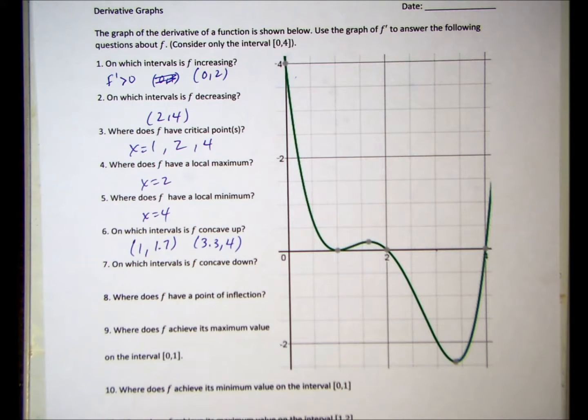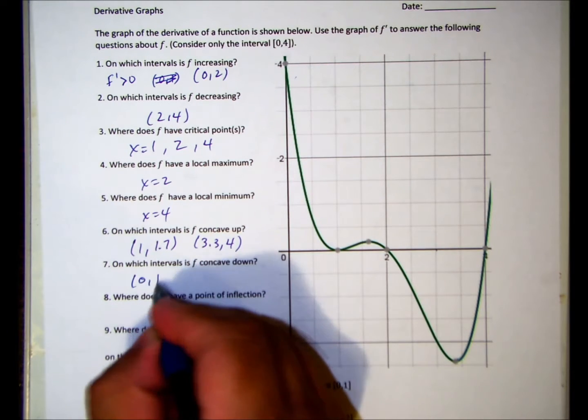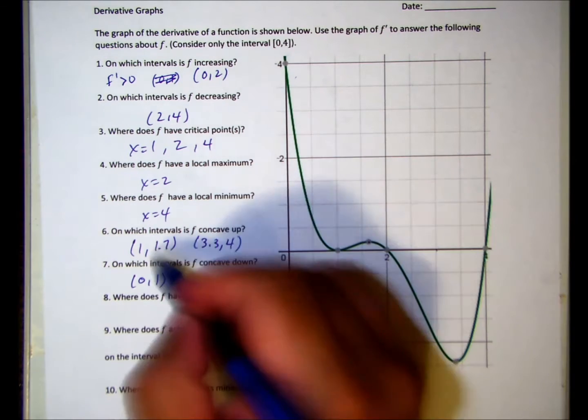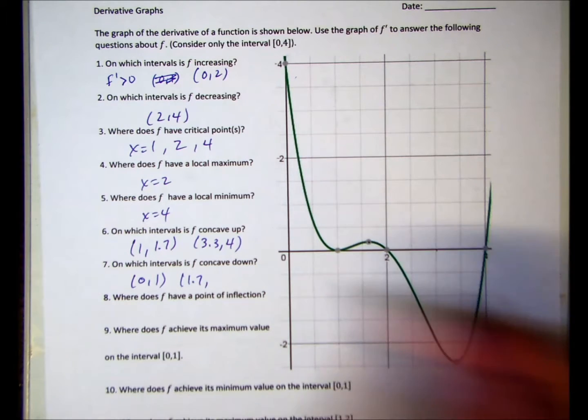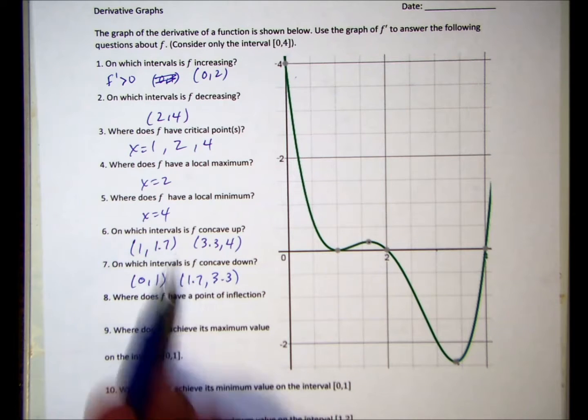On which intervals is f concave down? So now we're looking where the derivative is decreasing, and that's going to be from 0 to 1. And from here, which we agreed last time was 1.7, down to this value, which is 3.3. Let's try to be consistent with our approximations.